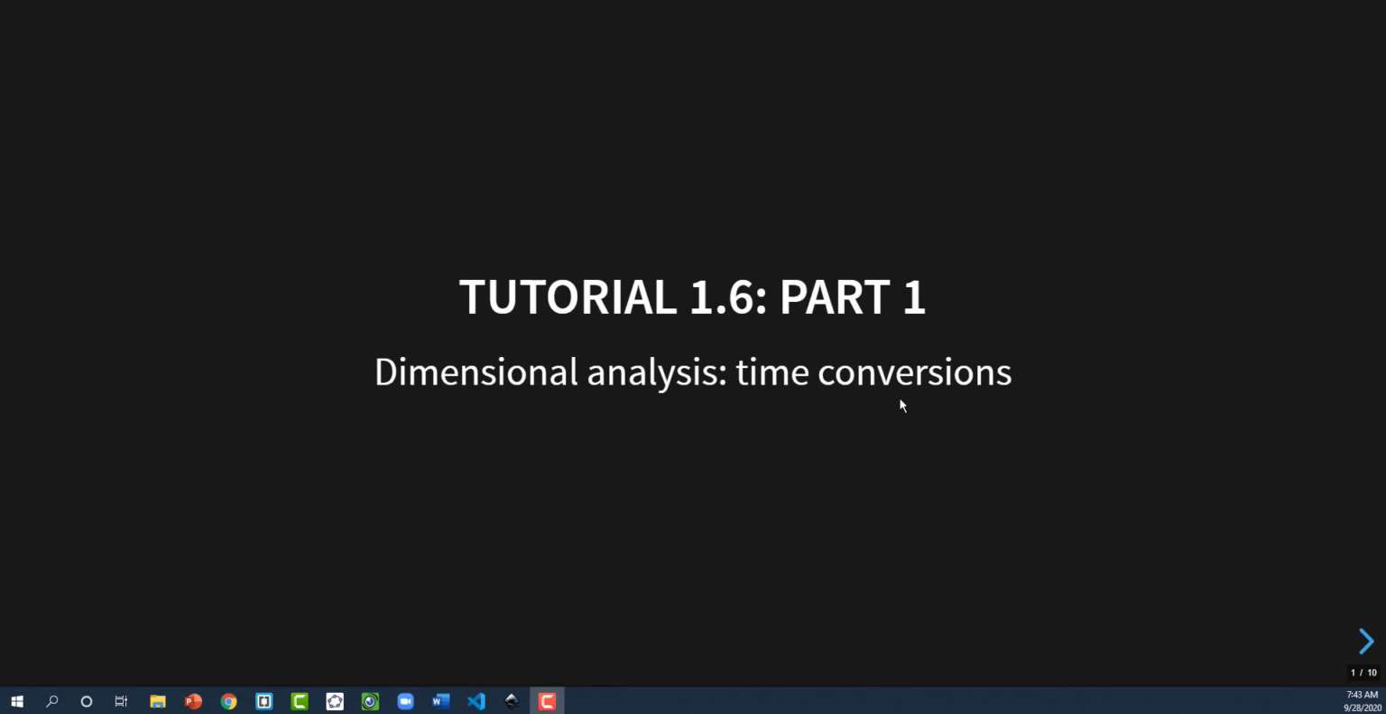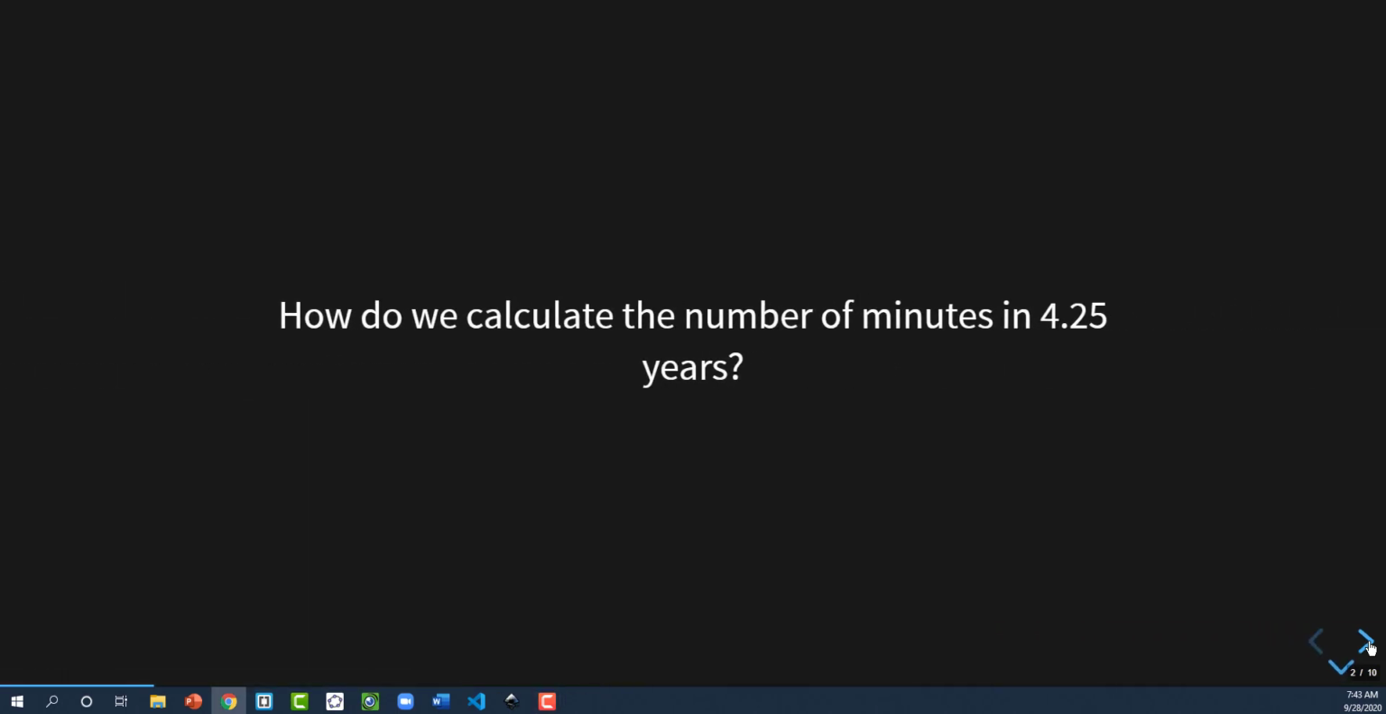Time conversions are really not relevant except for this. They're easy, and therefore we can get used to the method without getting too bogged down with the complexities of it. So we're using time just to get used to the method. So let's try a couple of problems and just see how the method works. How would you calculate the number of minutes in 4.25 years?